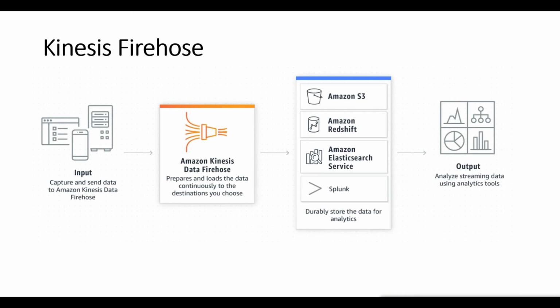Next is our Kinesis Firehose. Here we do not use shards. Here the input comes from our EC2 instances, or from mobile, or from laptop and IoT, and it is then forwarded to the Kinesis Firehose.